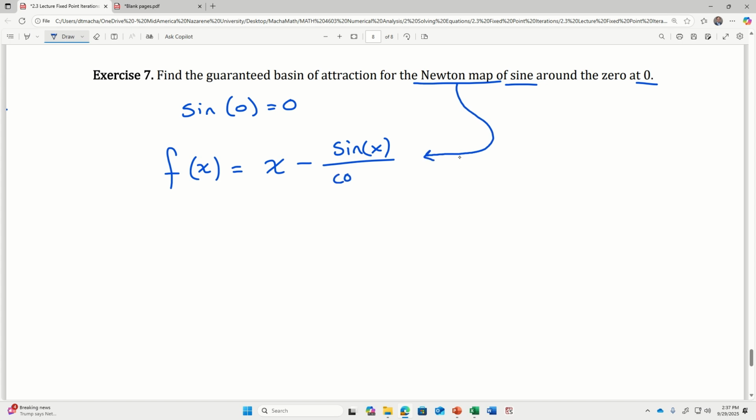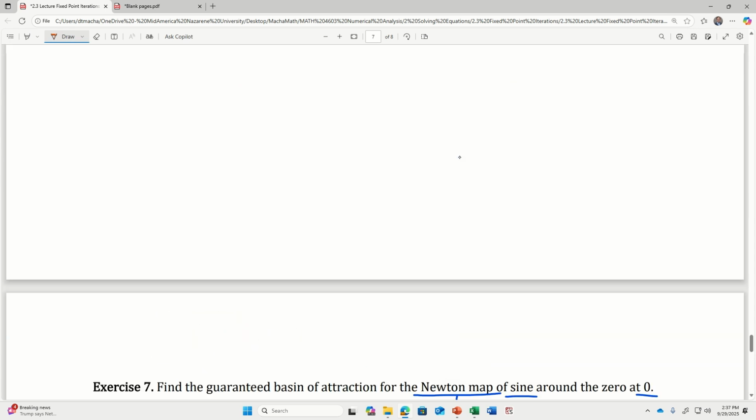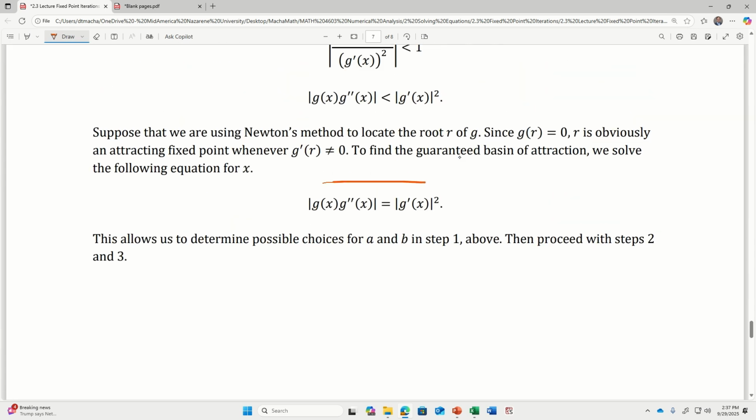Cosine. Because it's the function divided by its derivative in the Newton method formula. So we want to know, when is f prime going to have an absolute value less than 1? That's what we're trying to find here. So let's take the derivative. And in fact, we've already done a lot of this work. We've already done this to the point where we know we have to find this.